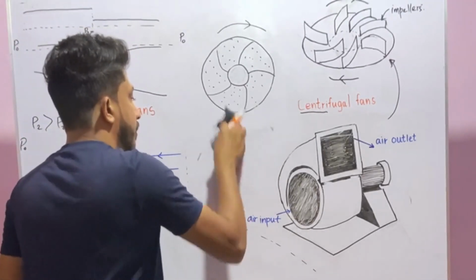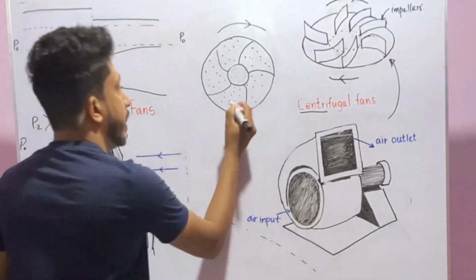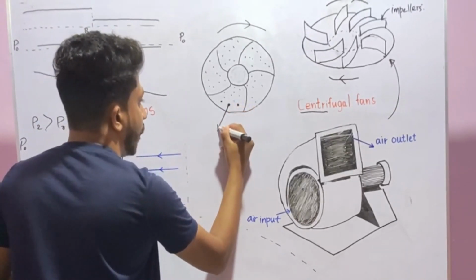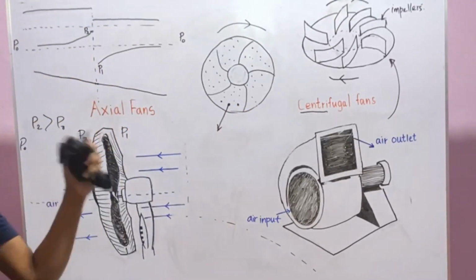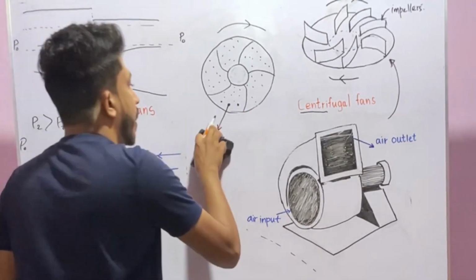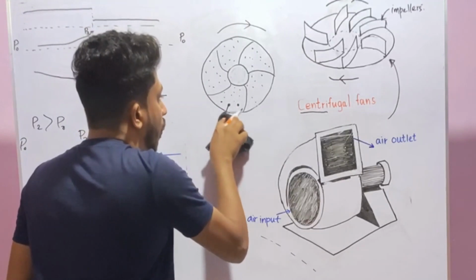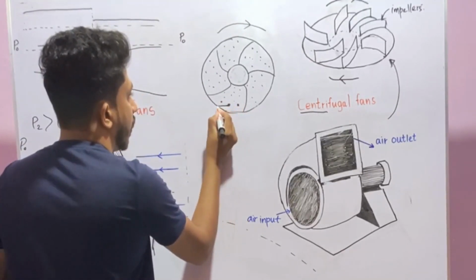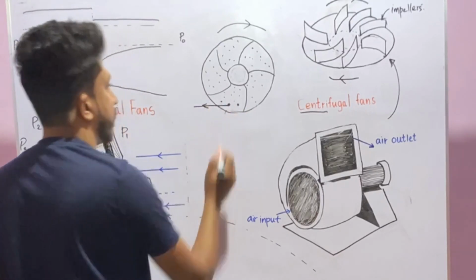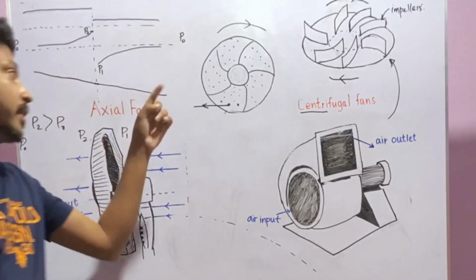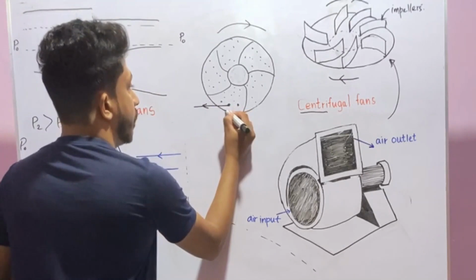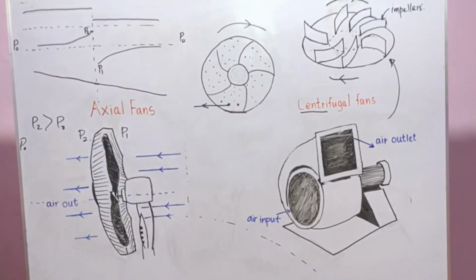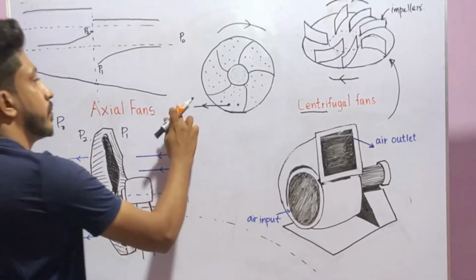So likewise, these air molecules should move away from the disk, but these air molecules do not move in this direction. Actually, they are moving in a direction like this. I will tell you the reason for this in the next video when we are doing the velocity diagram for the impellers.